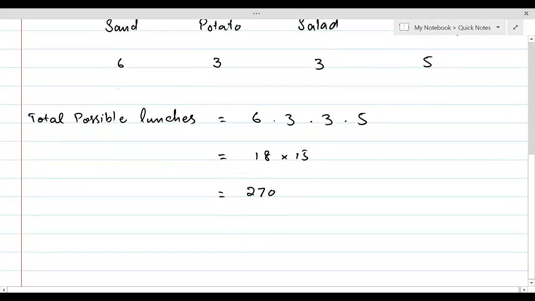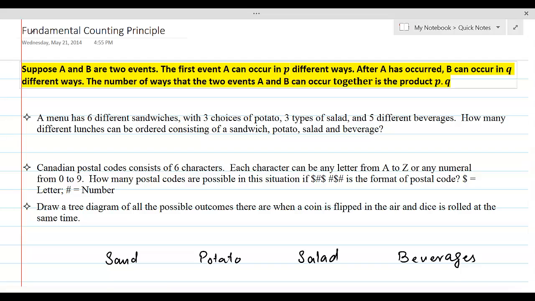In the next question, we are required to find the number of Canadian postal codes that can be made from 6 characters. So the question is, Canadian postal codes consist of 6 characters. Each character can be any letter from A to Z or any numeral from 0 to 9. How many postal codes are possible in this situation if letter, number, letter, space, number, letter, number is the format of the postal code?